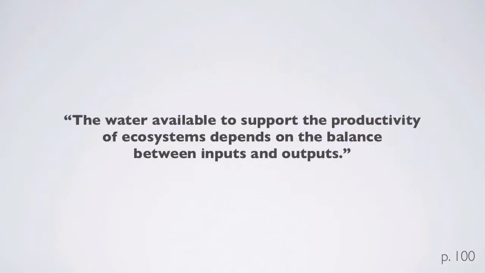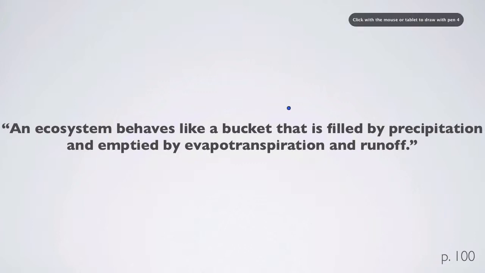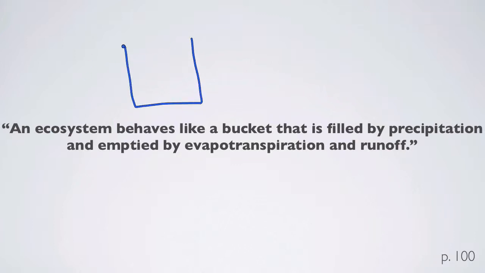The authors state that the water available to support the productivity of ecosystems depends on the balance between inputs and outputs. An ecosystem behaves like a bucket that is filled by precipitation and emptied by evapotranspiration and runoff. And this model is essentially called the bucket model of ecosystems. If you imagine a bucket with water going in and then water going out, this is how the simplest model of water budgets for ecosystems is thought of. And a bucket is actually a pretty good metaphor.